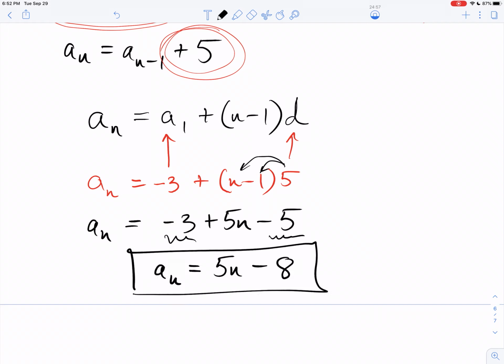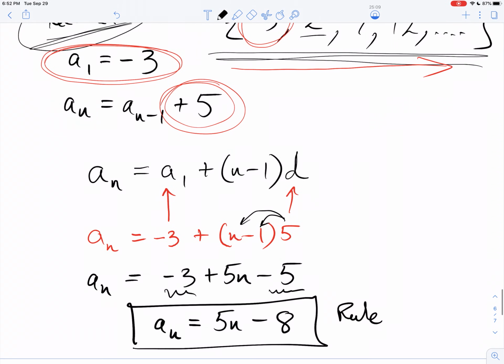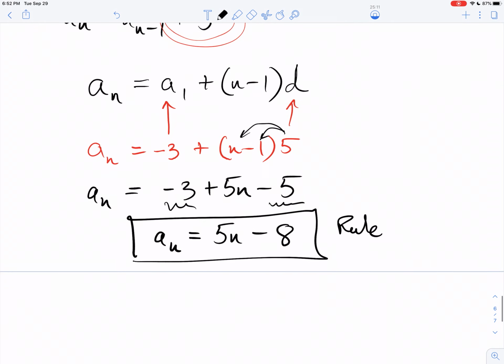This right here is my nth term. This right here is my rule. This is the third way to describe this list. Now you might go, well, what does that mean? Well, here's what I'm trying to say.